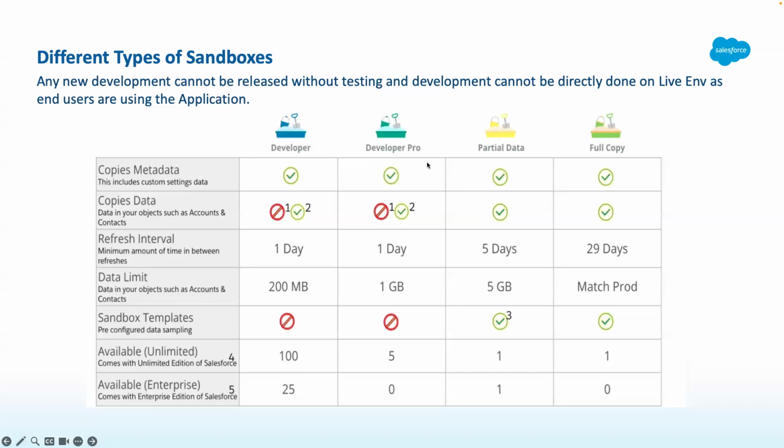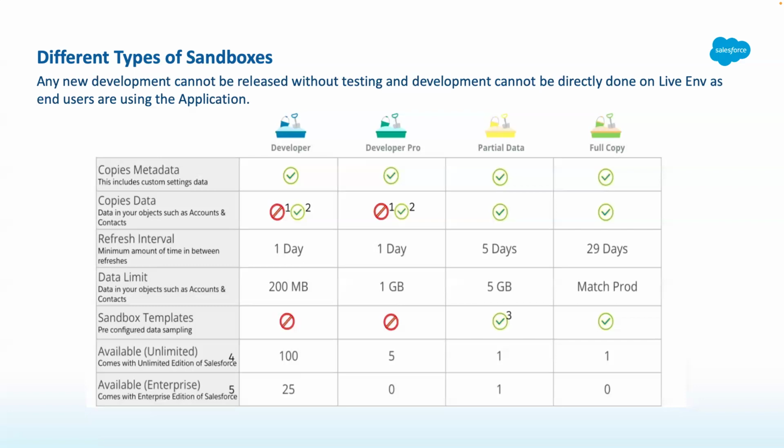production. So developer environments are only copying your metadata. These two environments never copy any data, and that's why they do not allow the sandbox templates to be copied. What is the purpose if I'm not copying any data from production? Templates are only when you need to copy some selective data from production. So those are available only in partial data and full copy. So developer, developer pro, partial data, full copy.